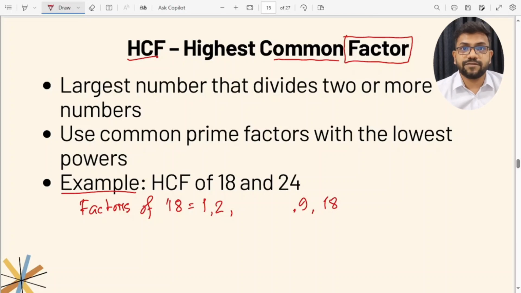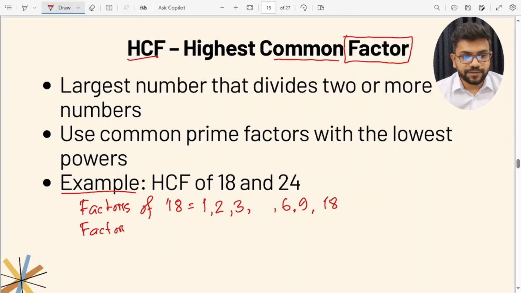Then check if it is divisible by 3. 18 is divisible by 3, so 18 divided by 3, it goes 6 times. After 3 we have 4. Is it divisible by 4? No. Is 18 divisible by 5? No. Is it divisible by 6? Yes. 6 is already there, so we can stop there. So these are the factors of 18.